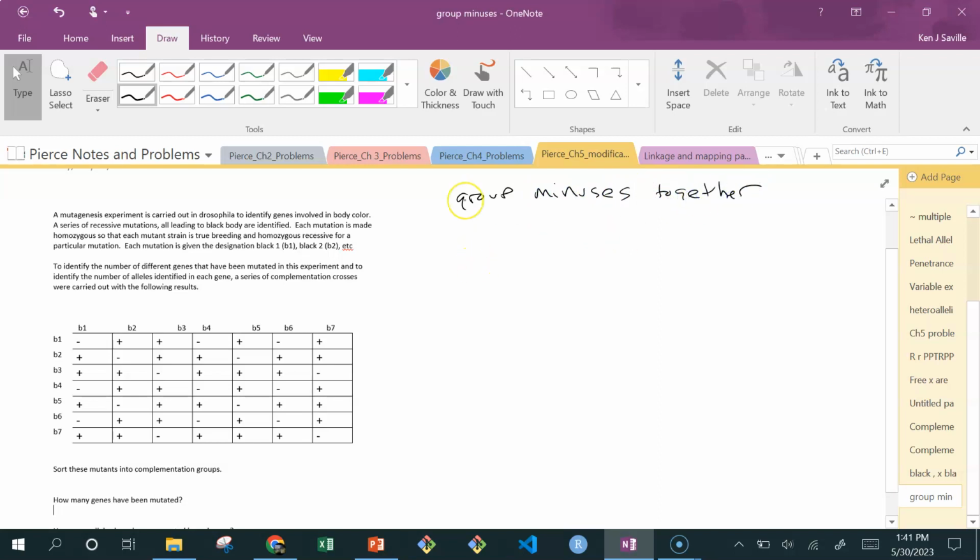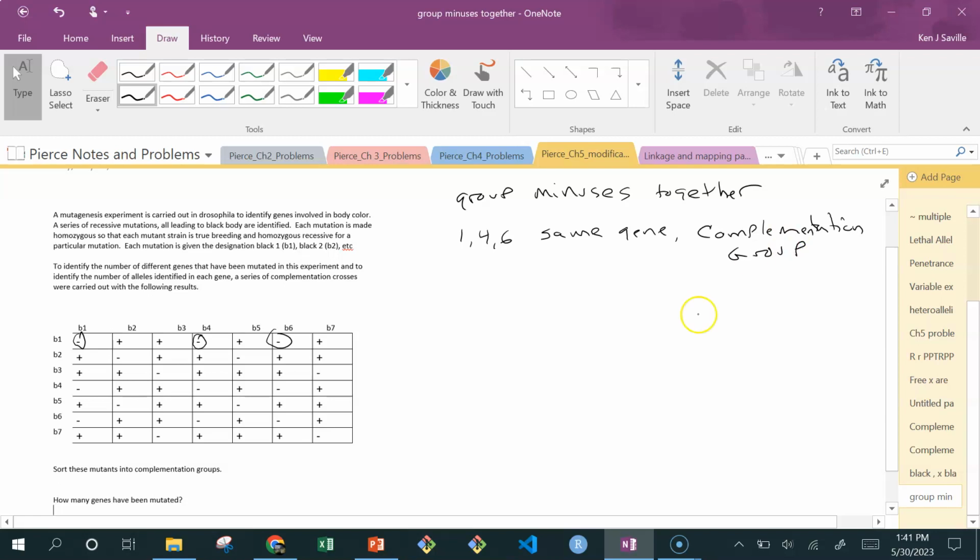That means, because we said if you cross 2 mutants together and you're still mutant, that means they're the same gene. So 1 does not complement 4, and it does not complement 6. So that means 1, 4, and 6 go together. That means they're the same gene. They're different mutations, but they're mutating the same gene. And we call that a complementation group. So we could call this complementation group A.